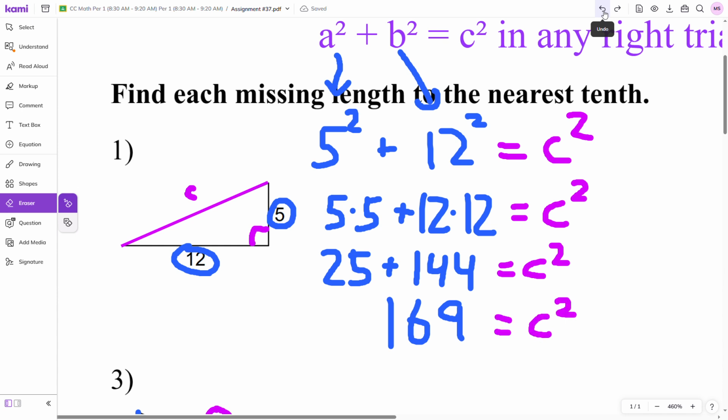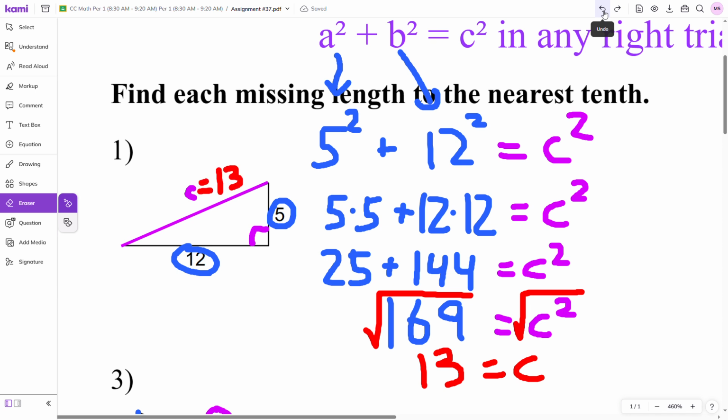Now what? Well, we got to get C by itself. So in order to get C by itself, we have to square root, because square root undoes squares. It's the opposite of squaring. And so if we square root a square, we get that C squared to be back to a C. So we're going to square root both sides, and that's going to give us that C equals 13. Hooray! And we have solved the problem. So we have found the missing side. Well done. Let's do another one.